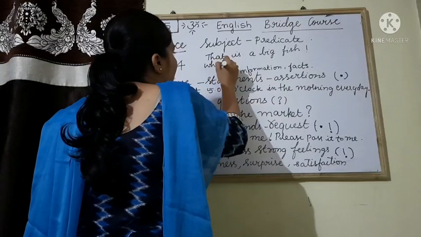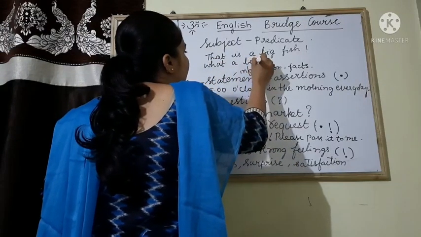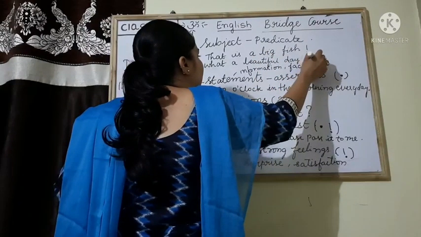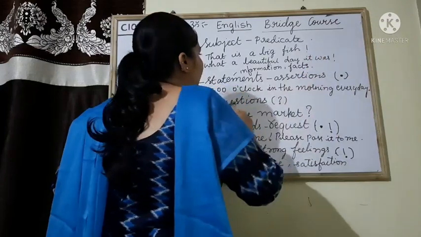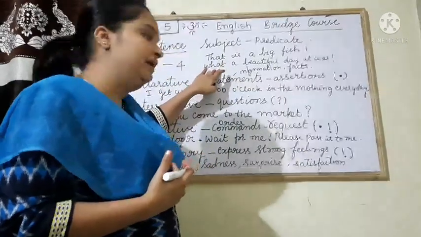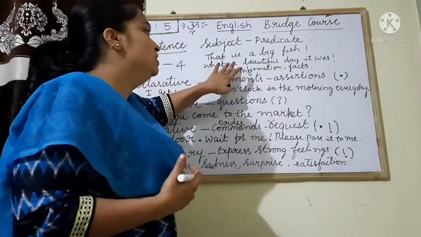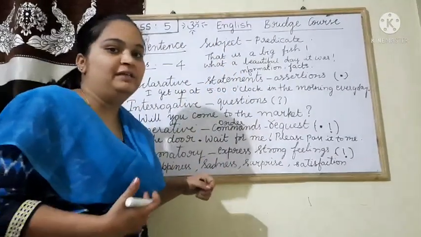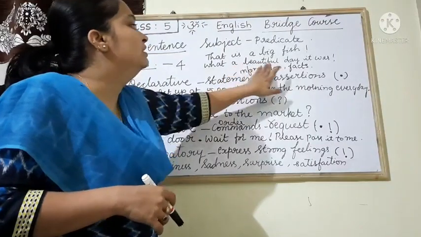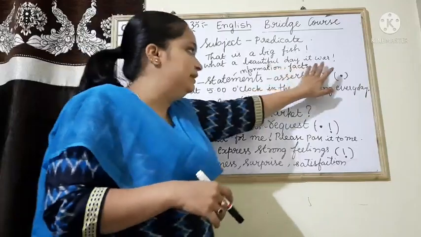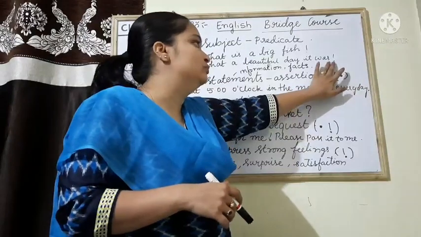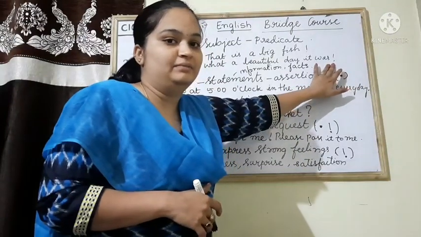Second example. What a beautiful day it was! So the day has completed and you are just thinking about how you spent the day, and you are very happy, you are very much satisfied with the way the day has ended. So you are showing your satisfaction in this sentence. What a beautiful day it was. So at that time also we end the sentence with the exclamation mark.